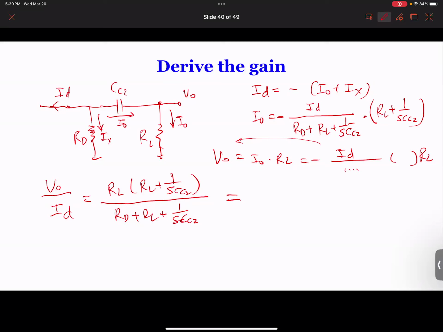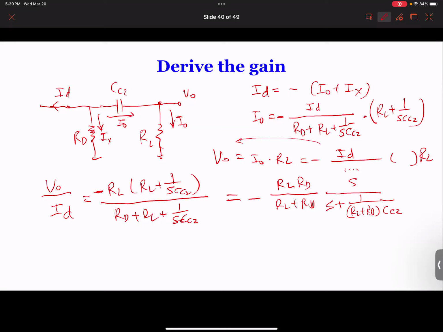It's going to be minus, this is a minus sign, don't forget about it. So minus RL times ID divided by RL plus RD, and then times S over S plus 1 over (RL plus RD) CC2.